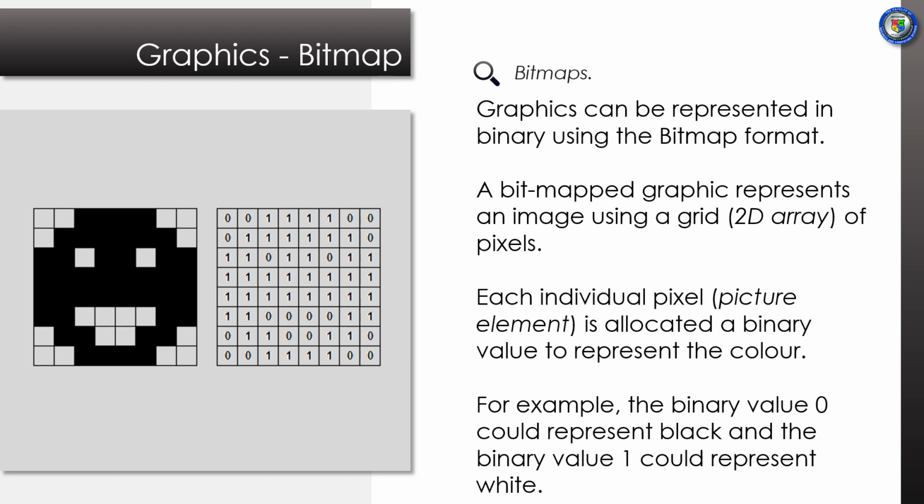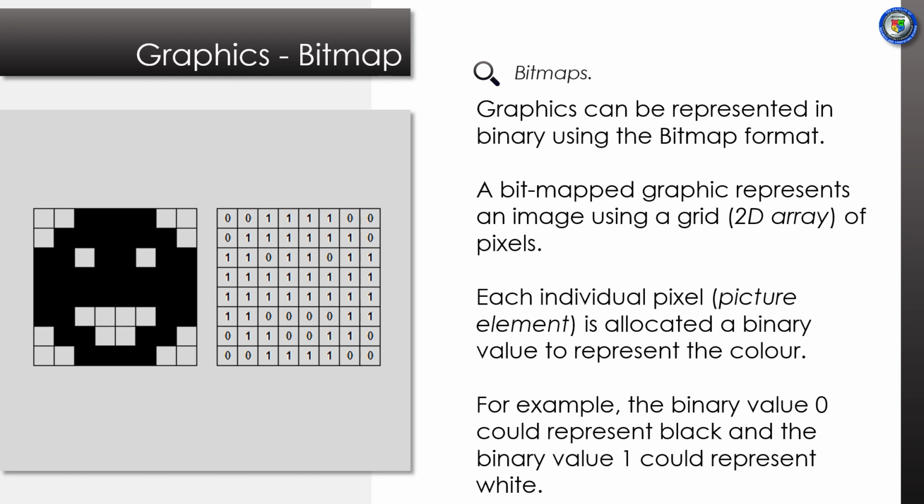In the example we see here, we have a monochrome graphic. Each pixel has a binary value of a 0 or a 1. A 0 would represent a white pixel and a black pixel would be represented by the binary value 1.